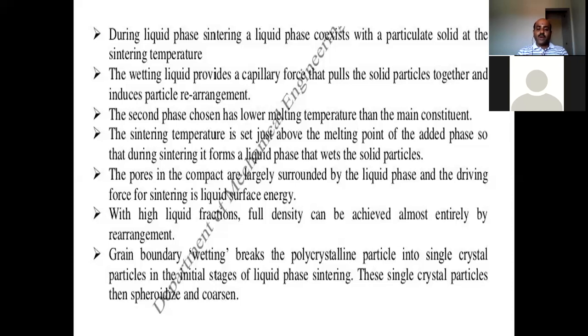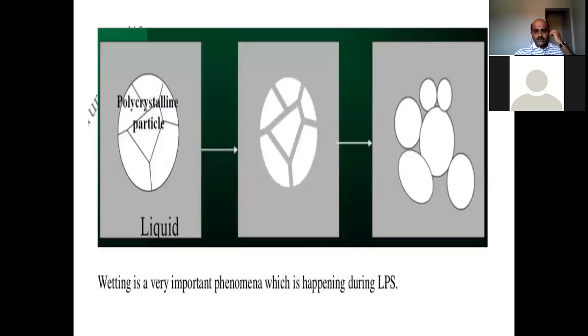With a high liquid fraction, full density can be achieved almost entirely by rearrangement. Grain boundary wetting breaks the polycrystalline particle into single crystal particles in the initial stages of liquid phase sintering. These single crystal particles then rearrange and close. So this is how things happen.